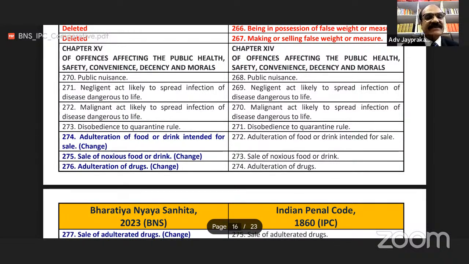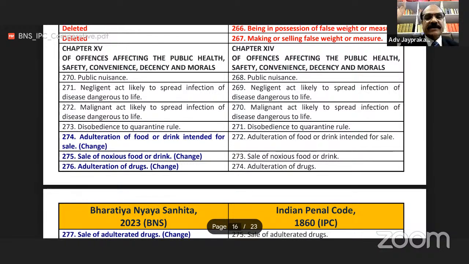BNS section 271, negligent act likely to spread infection of disease dangerous to life. Its corresponding section was in IPC 269. BNS section 272, malignant act likely to spread infection of disease dangerous to life. Negligent has a different section. Malignant act has a different section.